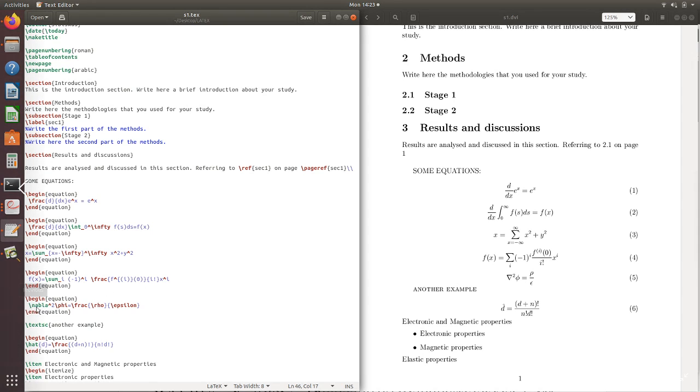In the first equation, see here, nabla. Nabla means it will give you the gradient sign, and then hat 2, that means nabla square, and backslash phi will produce small phi. So grad square phi is equal to a fraction here, with this the numerator and this the denominator, and backslash rho will produce rho, and epsilon will produce epsilon. So grad square phi is equal to rho by epsilon, and it is nothing but the famous Poisson equation, where phi is the potential, rho is the charge density, and epsilon is the permittivity of the medium.